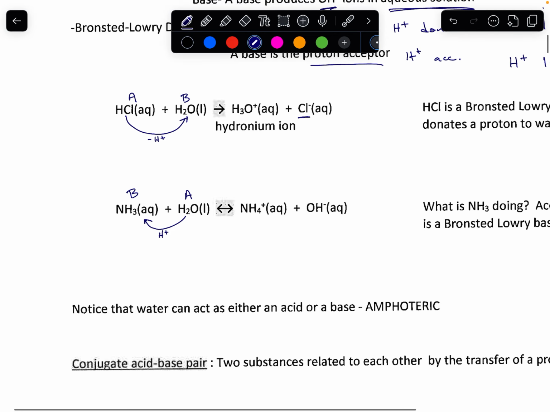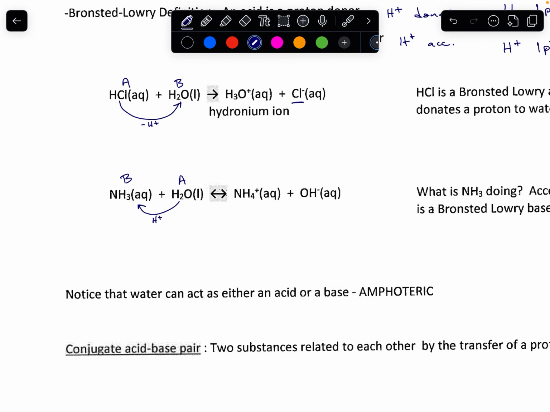Now, if you notice here, water is doing something special. Up here it's behaving like a base. Down here it's behaving like an acid. Certain molecules can do that. They can be either an acid or a base depending on what they're with. We call those molecules amphoteric. It just means it can behave like an acid or a base.